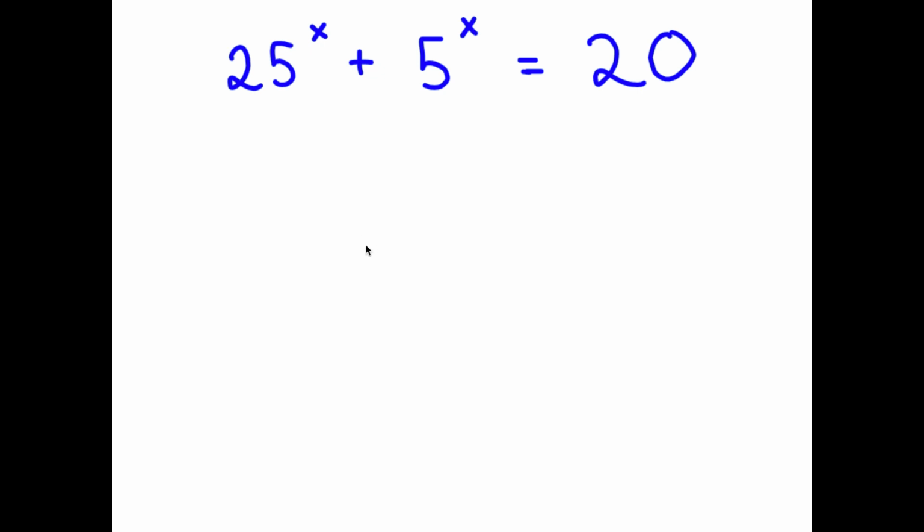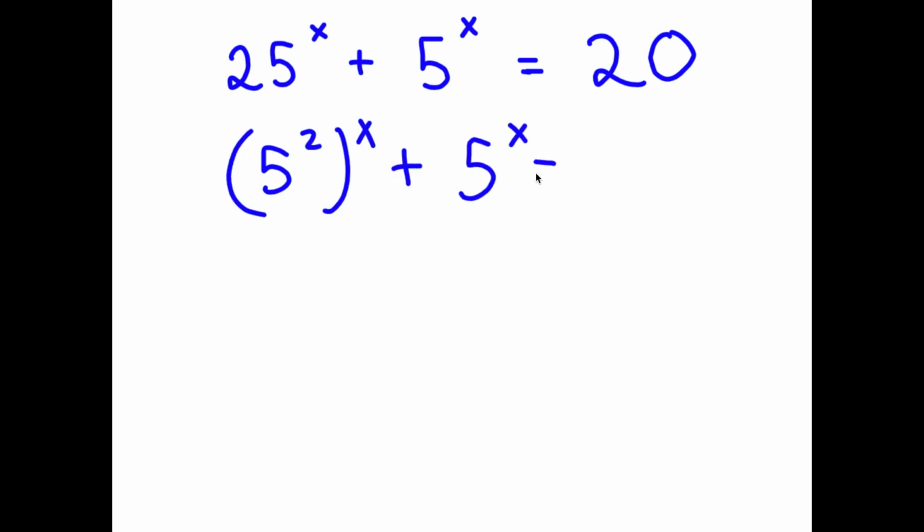Alright, so in this problem, I have 25 to the power of x plus 5 to the power of x is equal to 20. So to solve this, I'm going to first rewrite 25 as 5 squared. So now I have 5 squared to the power of x plus 5 to the power of x is equal to 20.